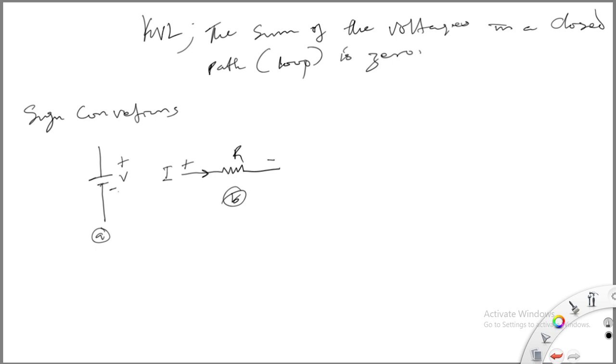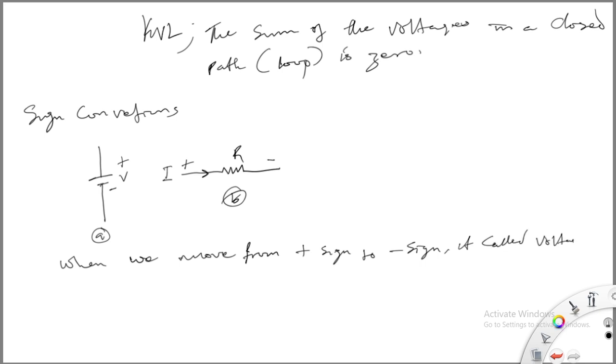When we move from the positive sign to the negative sign, we have a voltage drop. Let me write it down. When we move from positive sign to negative sign, it's called voltage drop.